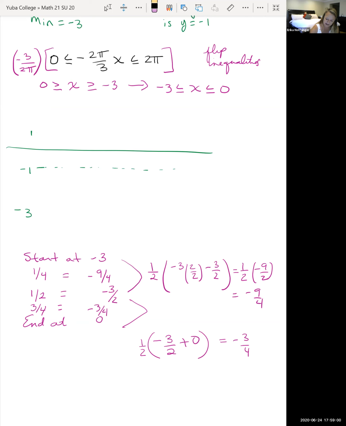So I'm just going to move it so that my x-axis gives me more room to plot on the right of it, or left of it. And we have -3, we have -9/4, we have -3/2, -3/4, and 0.